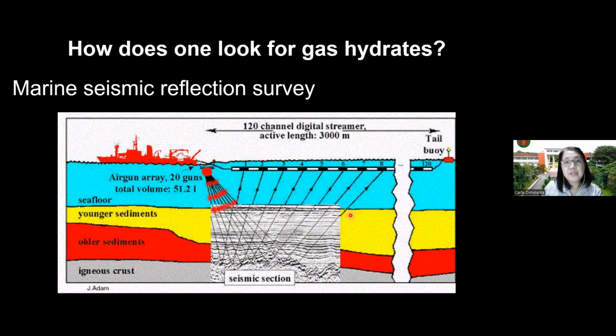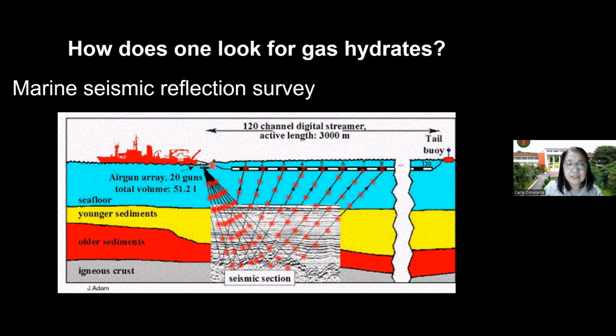So if you're going to do a marine seismic reflection survey, that means you will have to have a research vessel. The seismic source when you do a marine survey is known as an air gun. What the air gun does is to release a high pressure bubble. And of course, since it's a bubble, once the bubble pops, then it's going to release energy and cause seismic waves to travel down to deeper levels.